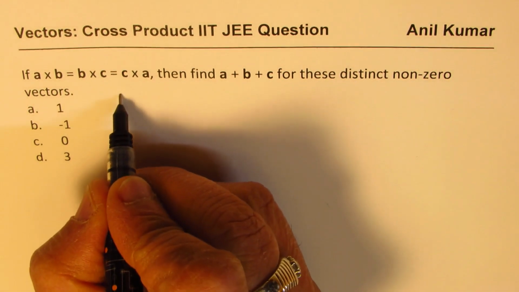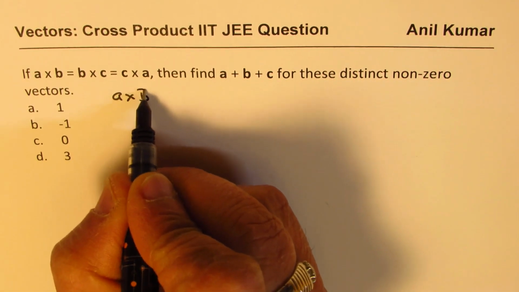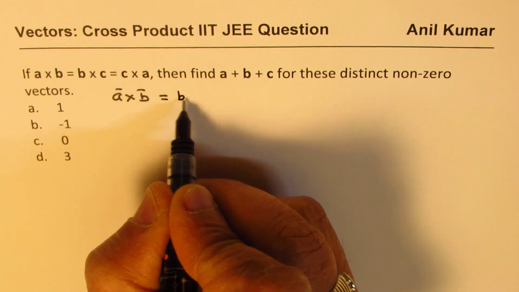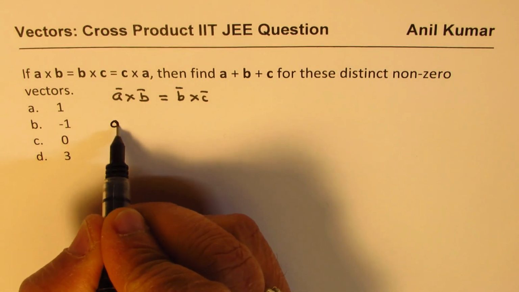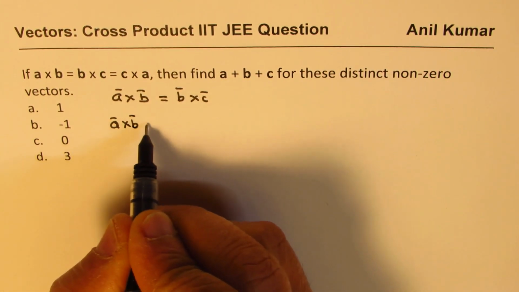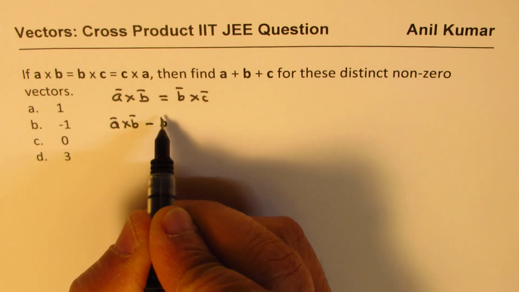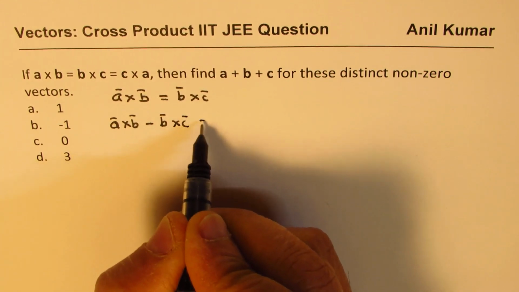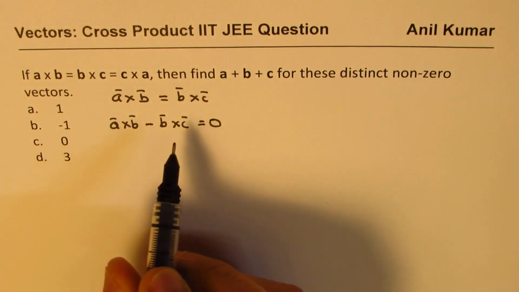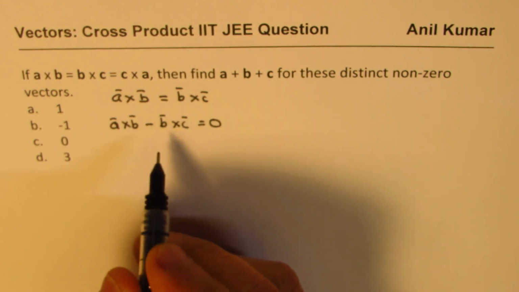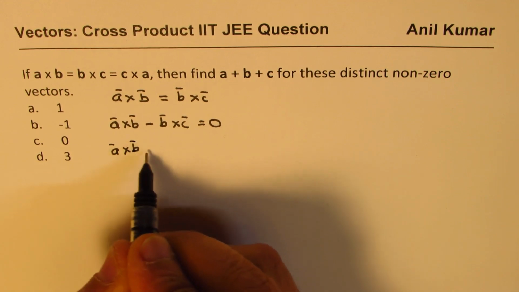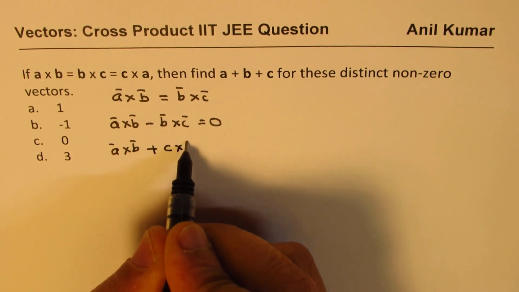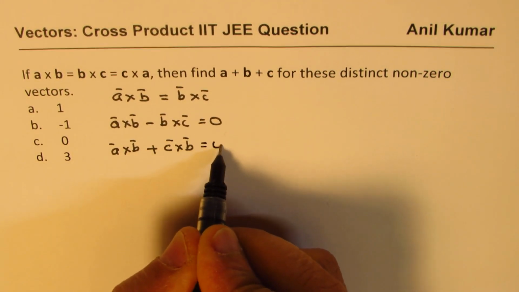So when I say that A cross B is equal to B cross C, then I could bring them together and rewrite this as A cross B minus B cross C is equal to 0. We can write this in reverse order, then the sign will change. So we have A cross B plus C cross B equal to 0.